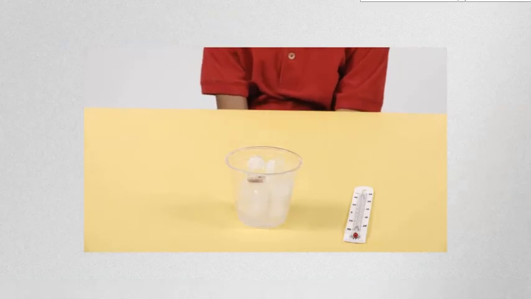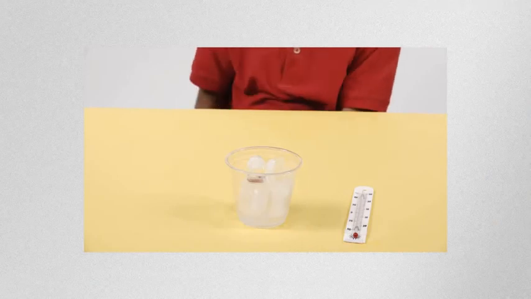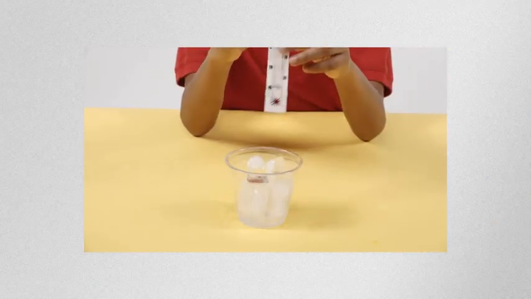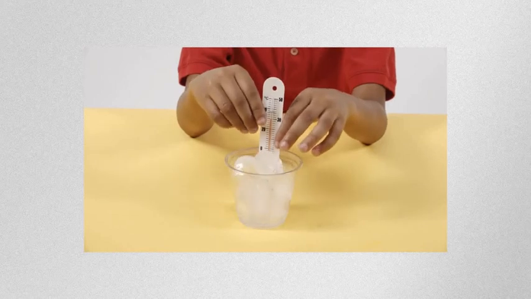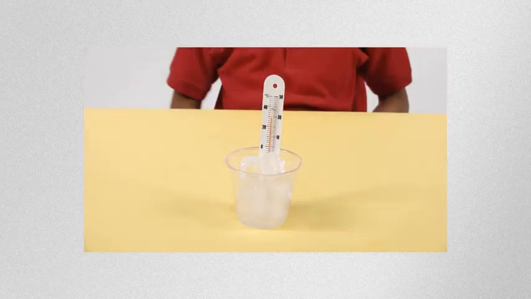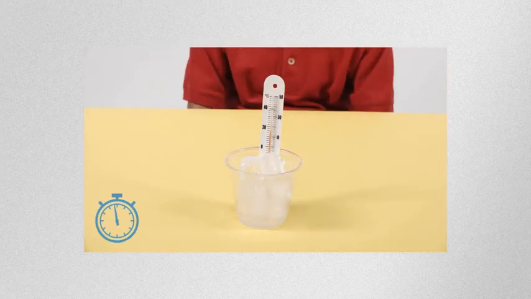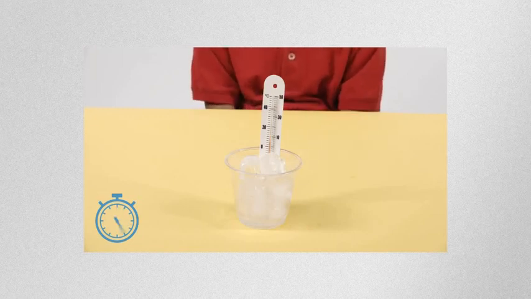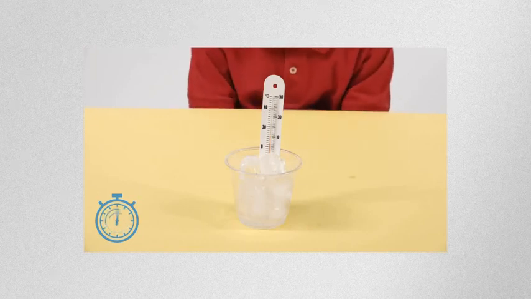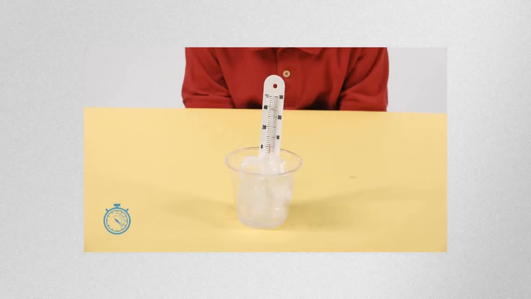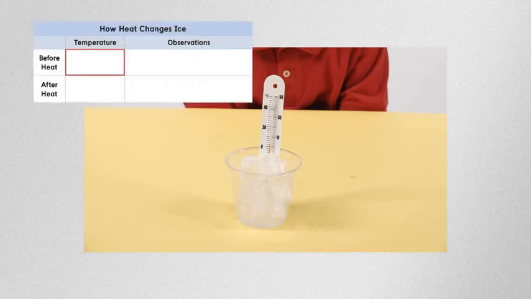Next, you'll investigate the effects of heat on ice. Measure the temperature of the cup of ice. Slide the thermometer gently into the cup. Let the thermometer sit in the ice until the temperature stops changing. Record the temperature in the data table, then select Continue.